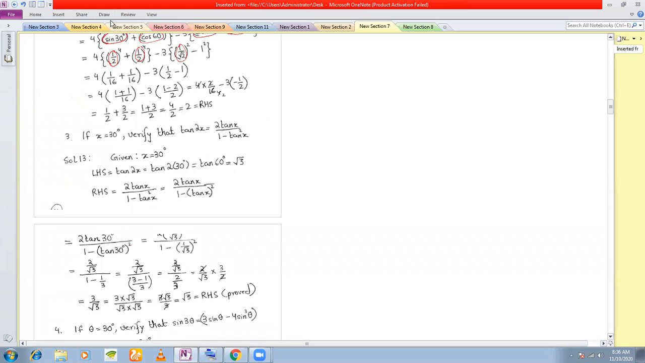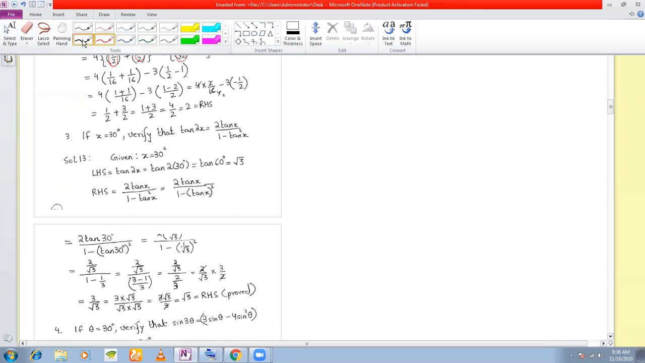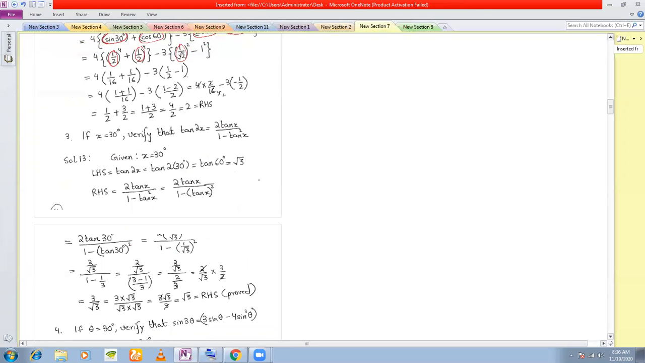Third one is a verification problem. In these problems, you just need to verify whether the left hand side and the right hand side for that particular value of the angle are equal or not. So for example, if you see here, given x is equal to 30 degree, you need to verify that tan 2x is equal to 2 tan x by 1 minus tan square x. That is what you need to verify.